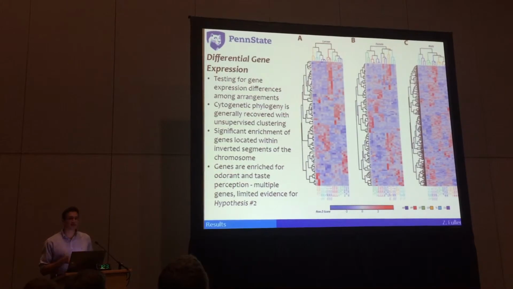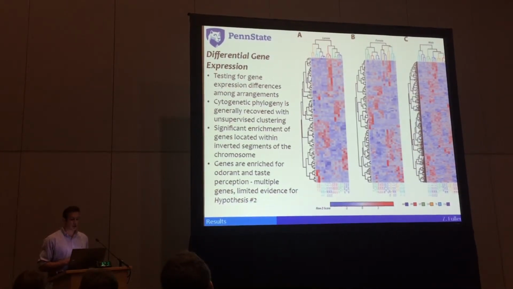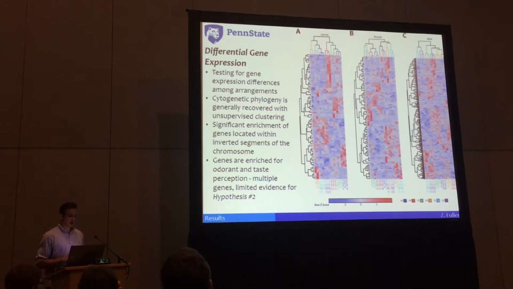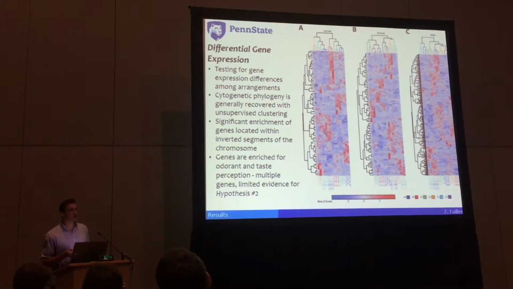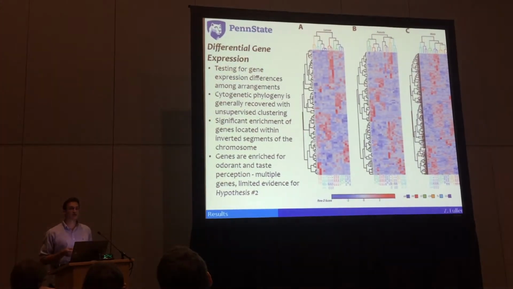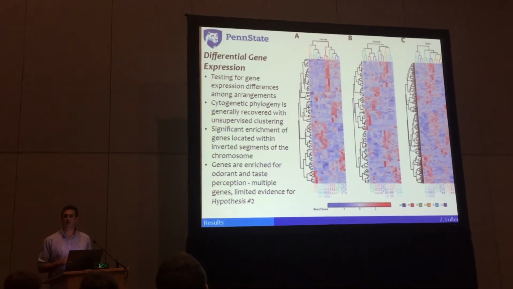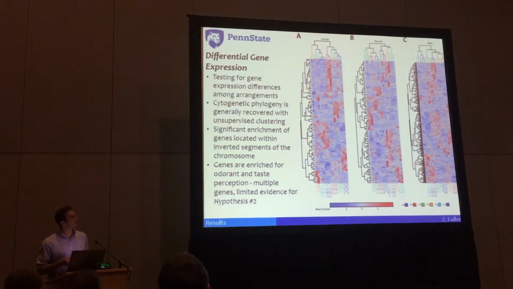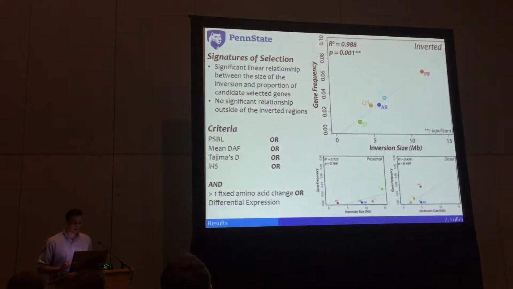Among genes that are showing evidence of significant differential expression, we see an enrichment in odorant and taste perception. So again, we see that there are multiple genes that have transcriptional differences maintained by the inversions. So this further provides limited evidence for hypothesis number 2 regarding hitchhiking, and further supports that the inversions are maintained through the indirect effects of suppressed recombination.